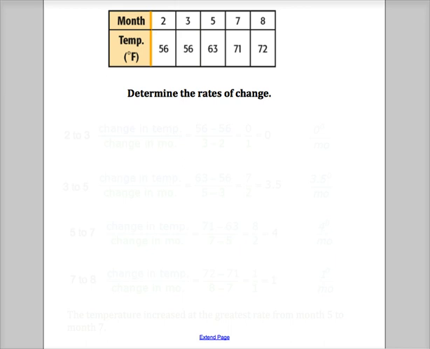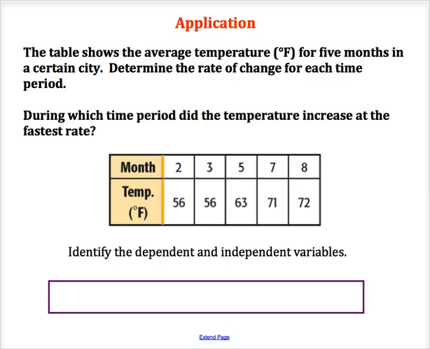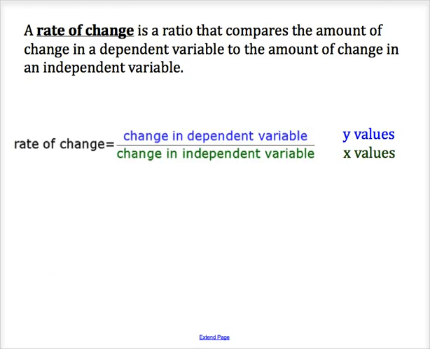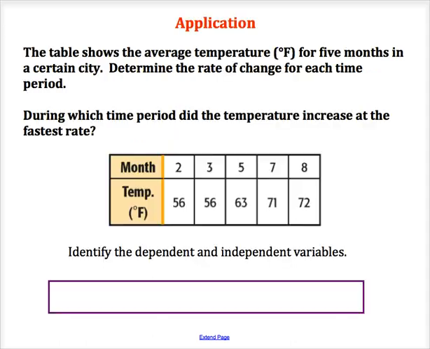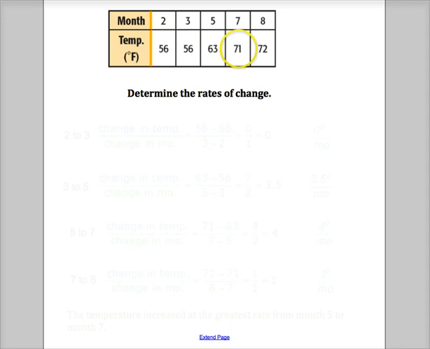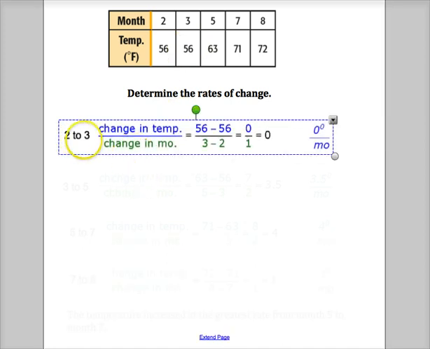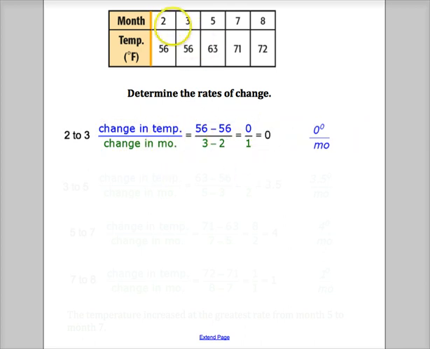So please determine the rates of change here. So again, if we're doing a rate of change, we look back, we want the change in the dependent variable as a ratio compared to the change in the independent variable. So my rate of change in the dependent variable from 56 to 56, did that change at all? No. So we can see that from month 2 to 3, the change in the temperature was 0. The change in the month was 1 month. And so it was 0 because 0 divided by 1 is 0.